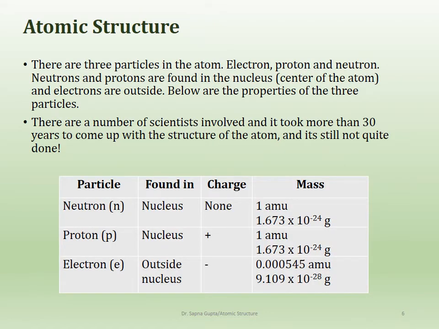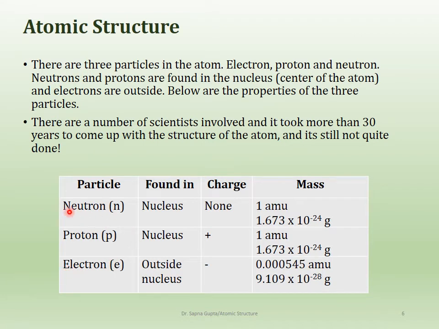Now for the atomic structure. This is again a very important part, very fundamental for chemistry. There are three particles that are found in an atom: electron, proton, and neutron. Neutrons and protons are found in the nucleus, which is the center of the atom, and electrons are found outside. These are the properties that we have for neutron, proton, and electron.